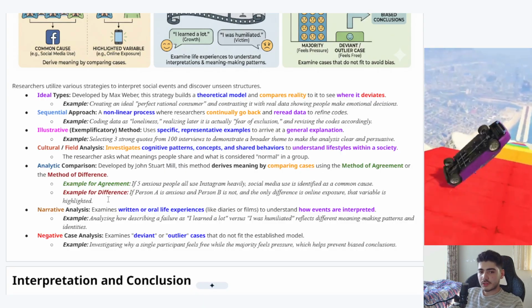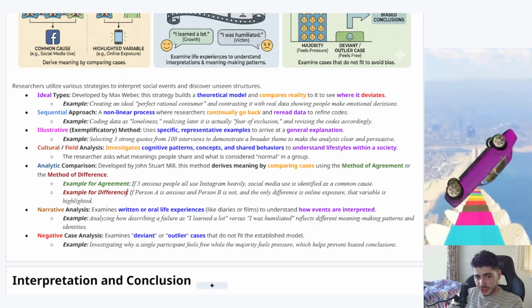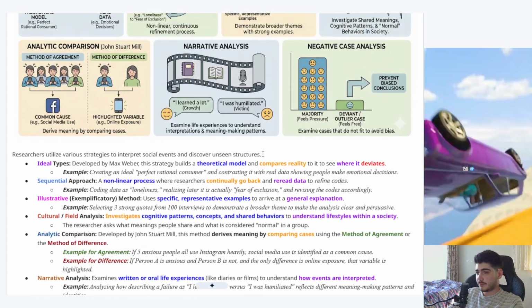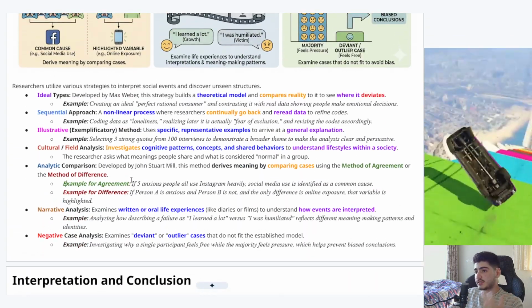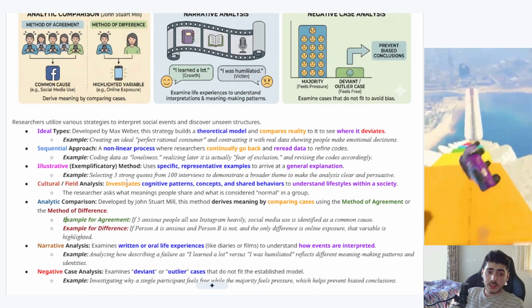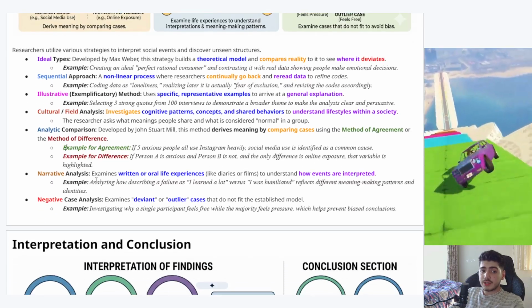So you're trying to see which things are different and which things are agreed upon. This is the analytic comparison. So if you see an example for agreement and difference, you're going to see analytic.